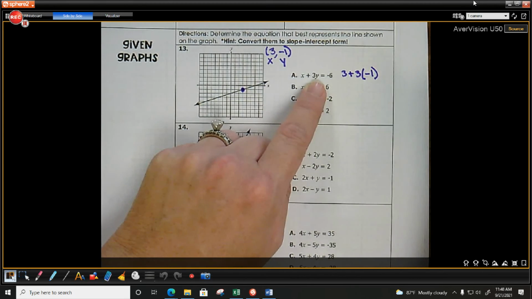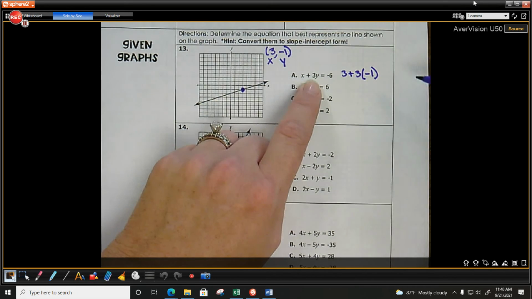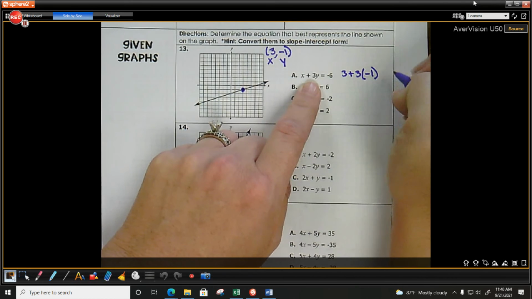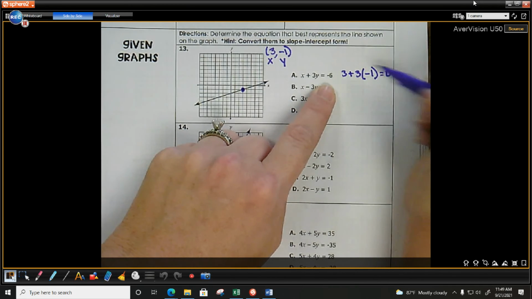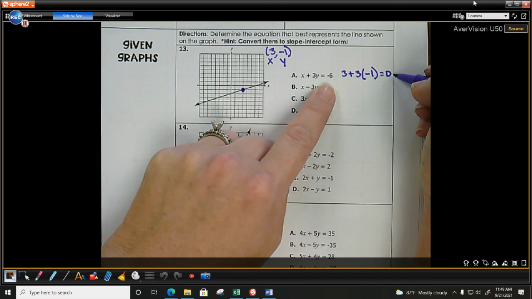What's 3 times negative 1? Plus 3. 0. Does that match? This equals 0, and it says it should equal negative 6. So do those match? No. So can A be my answer? Guys, if I were you, I would start participating. Otherwise, we're solving all of these for y. Do y'all want to do that? No. So let's participate with me.